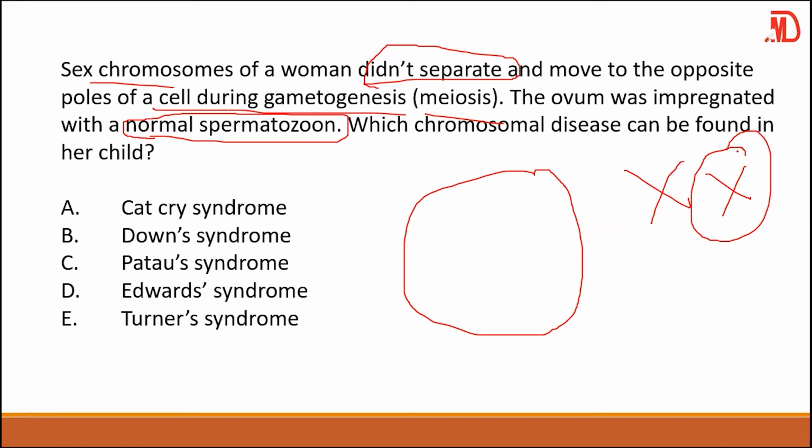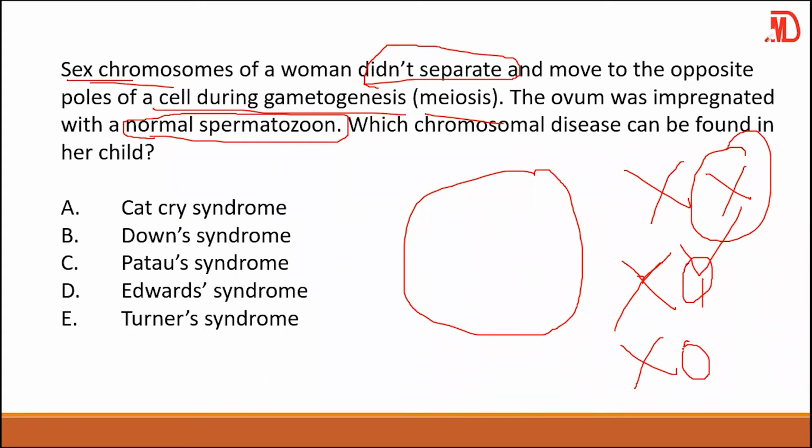So now we're going to have XO. And again, this is a woman. So in a woman, you can't have a Y chromosome present. And so therefore, you are thinking of a karyotype of XO. And a karyotype of XO simply means Turner syndrome.